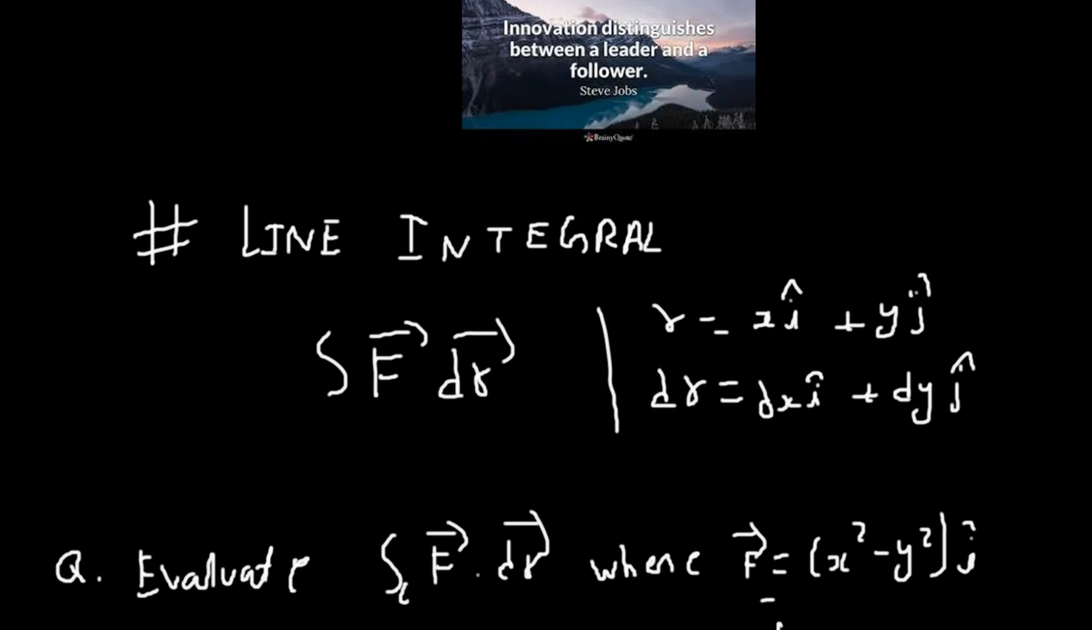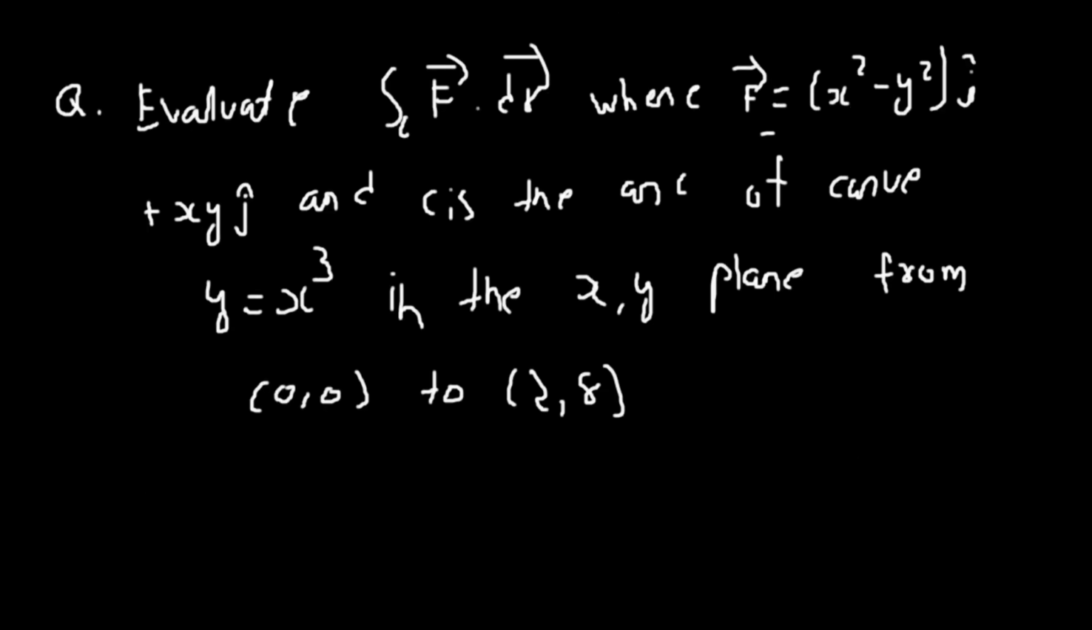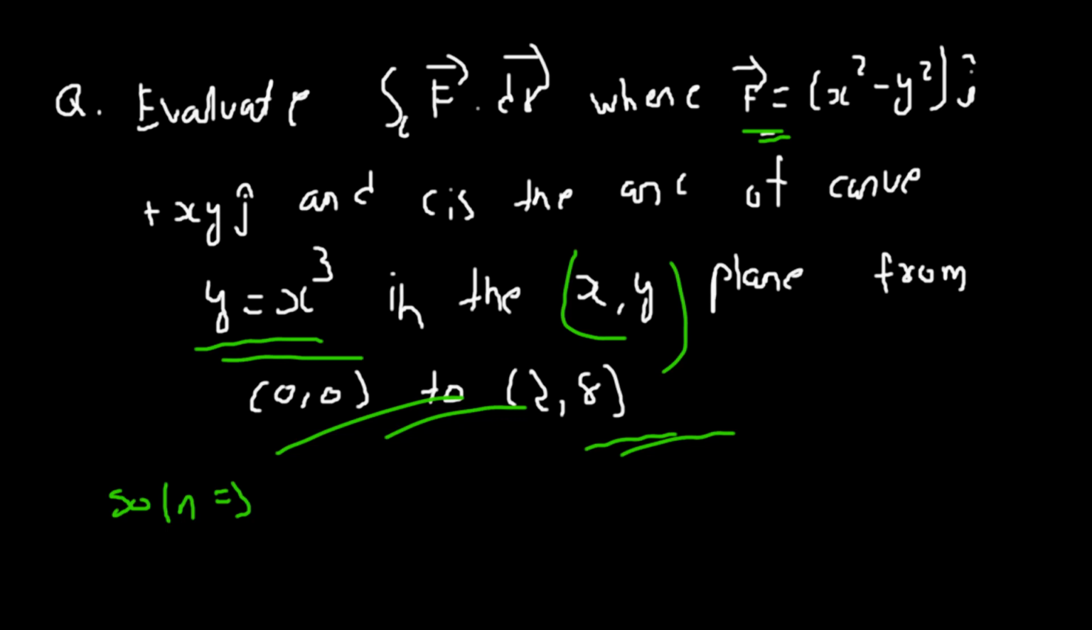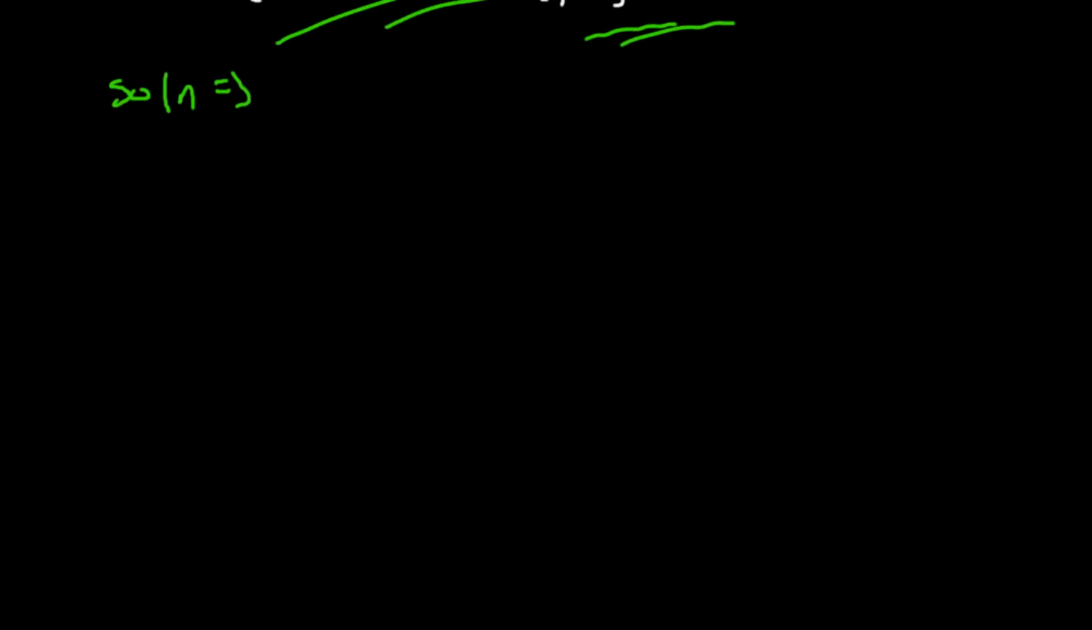So let's just see how we're going to solve this thing. In the question it is given that the value of F is (x square minus y square) i cap plus xy j cap. The question is to evaluate the line integral, where F is given and C is the arc of the curve y equals x cube in the xy plane from point (0, 0) to (2, 8).